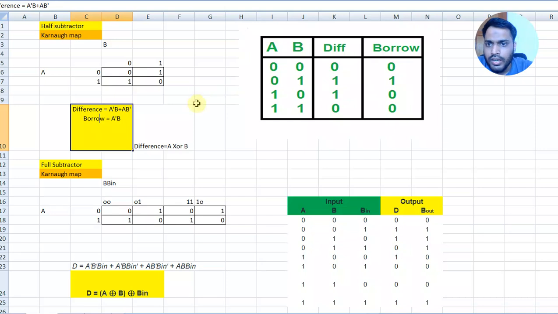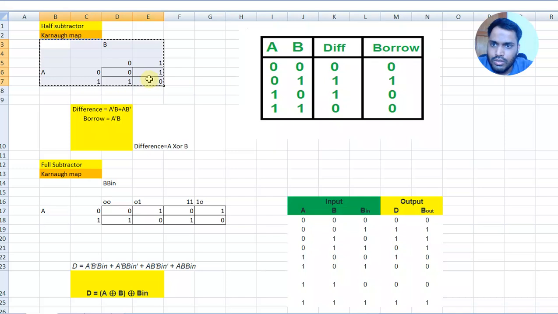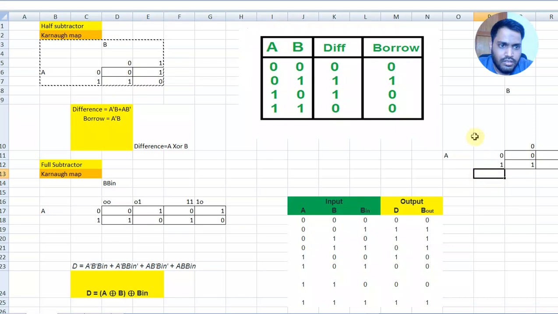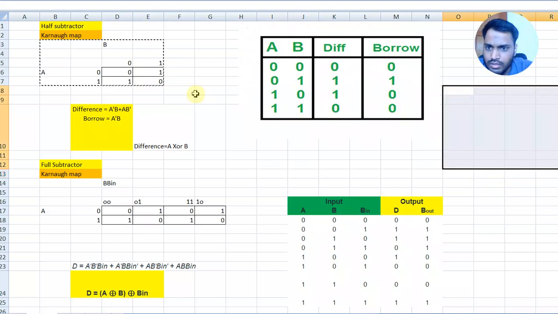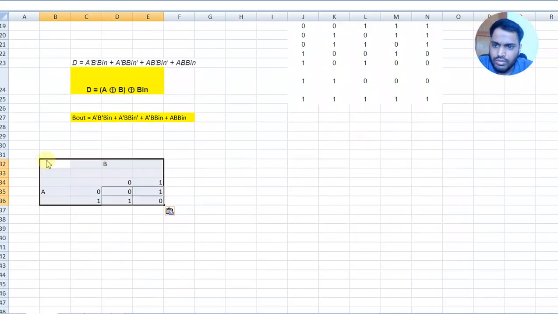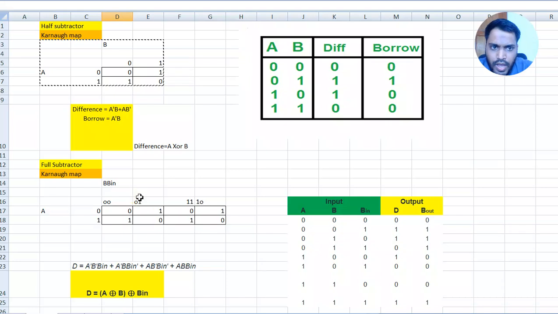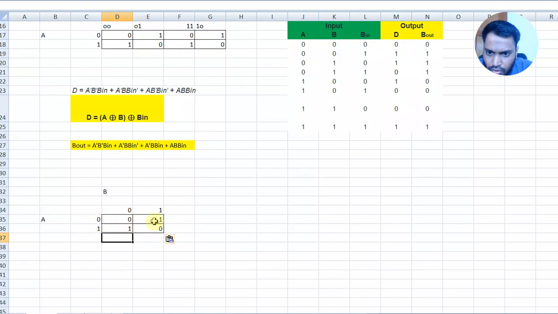Now for borrow, how do we write the K map? So for borrow, you again draw this same table. You copy this for borrow and you paste it here. Okay, just a second. Let me put this. So for borrow we have only for 0 1 we have 1. So this will be 0. So only in the 0 1 case we have 1.